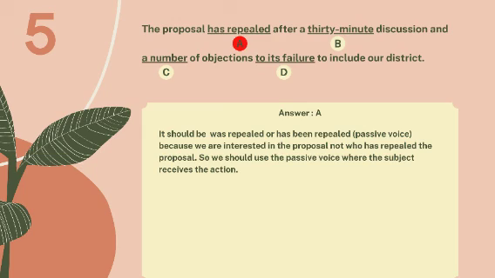It is in the passive voice form because the proposal itself can't do the action. It receives the action, so we should use the passive voice where the subject receives the action. And then we are interested in the proposal, not who has repealed the proposal, so we use the passive voice.